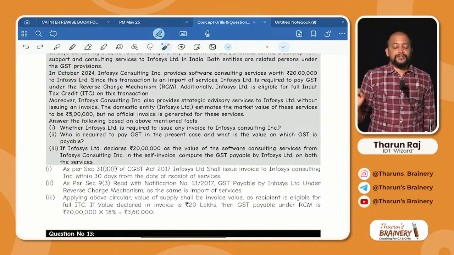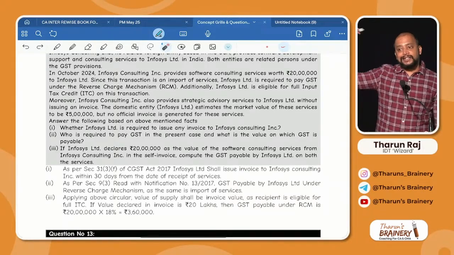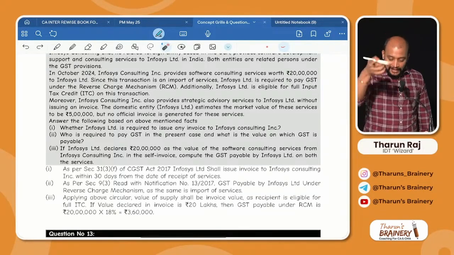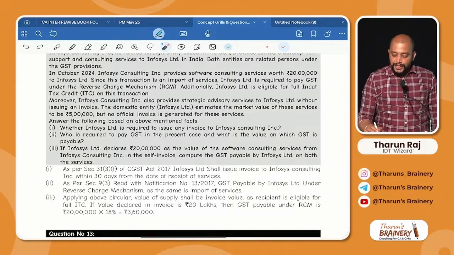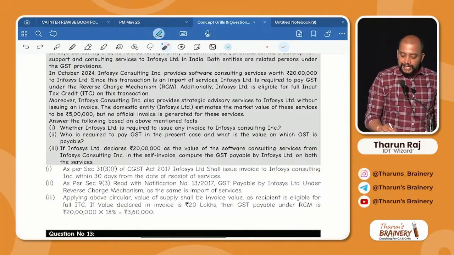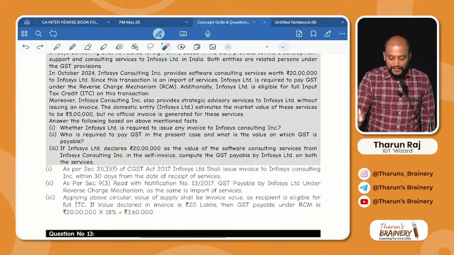Look into the answer for the first part. This is also an amendment here, but this amendment is in tax invoice. In the tax invoice chapter, there is only one amendment, that is this amendment only. Okay. So Infosys Limited shall issue an invoice to Infosys Consulting Incorporation within 30 days from the date of receipt of services.